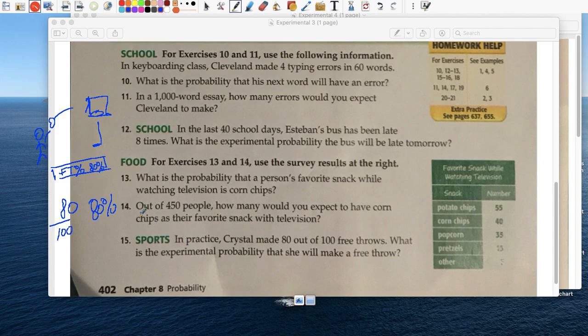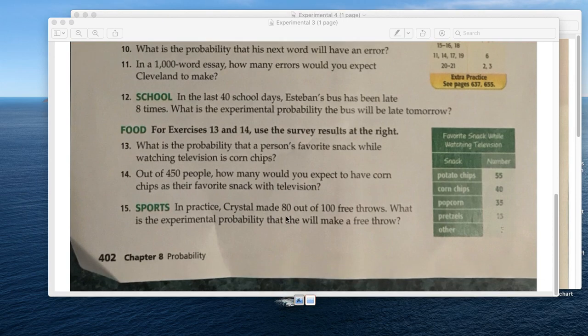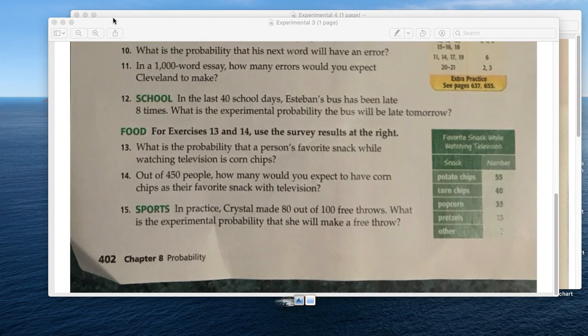So in this case, 80 out of 100 free throws. What's the probability that she will make the free throw? Obviously an 80% chance, which is not bad, which means she has a 20% chance of missing.